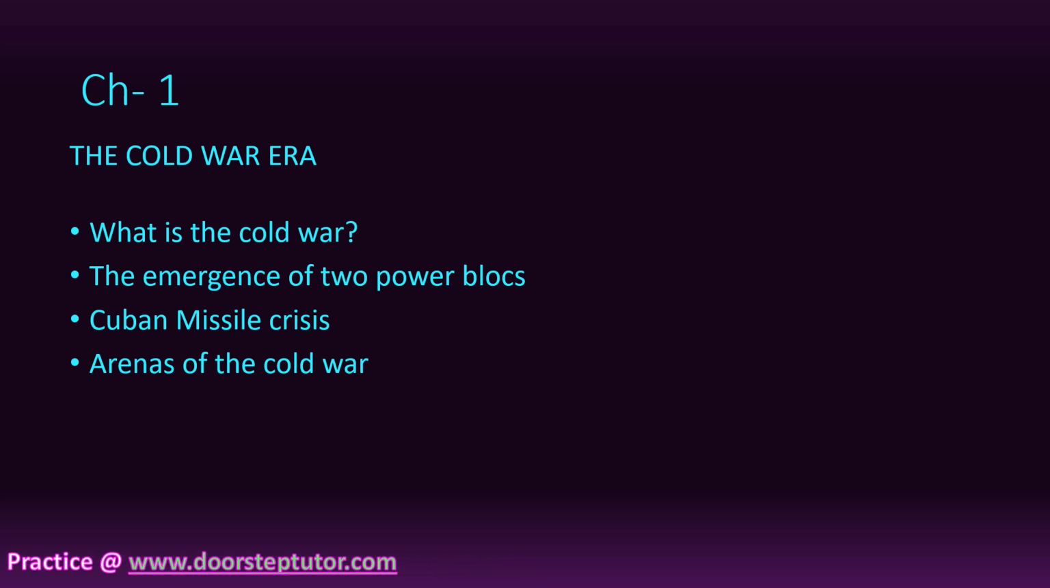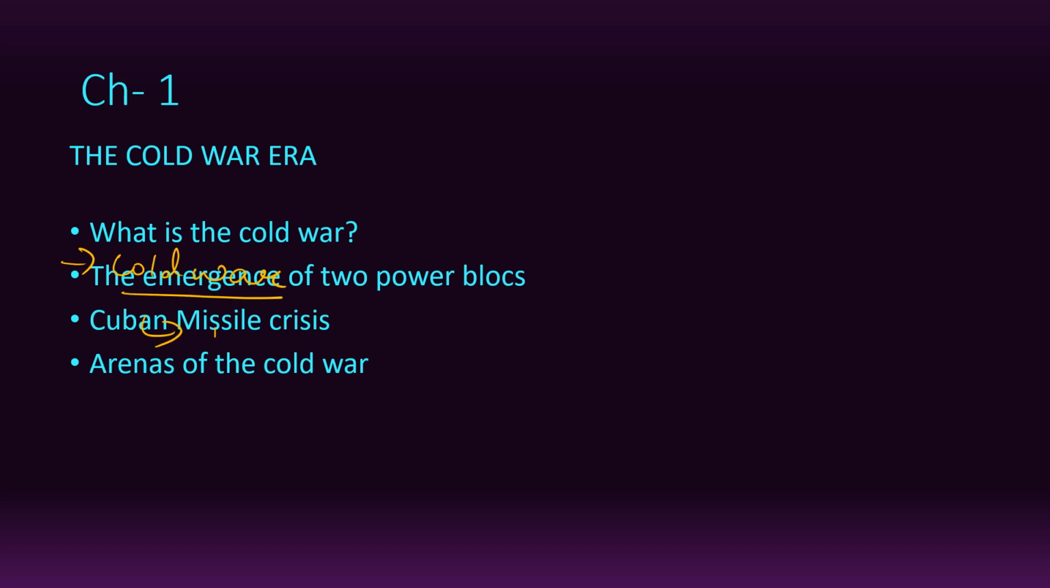Chapter 1 talks about the Cold War era. When I say Cold War era, what we have to prepare is that we should know what the Cold War is. The Cold War refers to the US versus USSR rivalry. We should know the emergence of the two power blocs. We have to study the Cuban Missile crisis in the arenas of the Cold War. Apart from that, when you're studying the Cold War, one thing to remember is that the Cold War is not limited to what is there in the NCERT, but there are other things also.